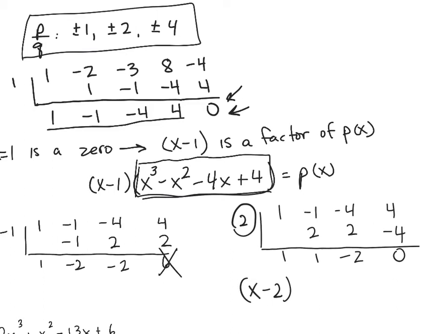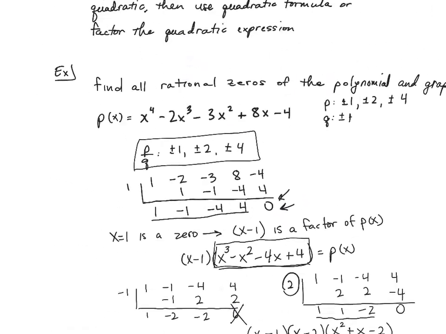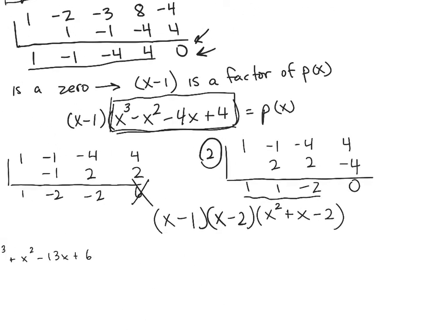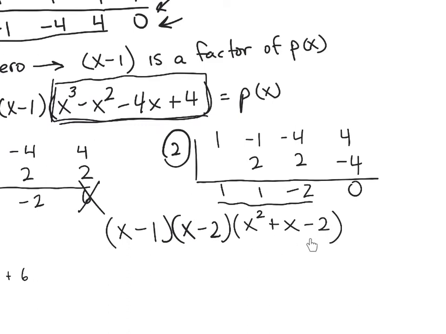And when we combine that with the factor we found in the previous step, x minus 1, and then this quotient here that's left over from the synthetic division is another factor, so that represents the factor x squared plus x minus 2. And this is what was mentioned in step 3. Repeat this process with the quotient you obtain in step 2. Continue this process until the quotient you obtain is quadratic. Once you've reached a quotient that is quadratic, you don't need to continue testing values from your list of possible zeros. So this quotient right here is a quadratic quotient.